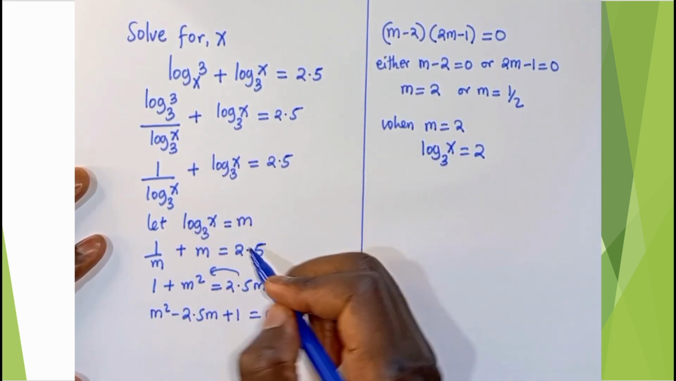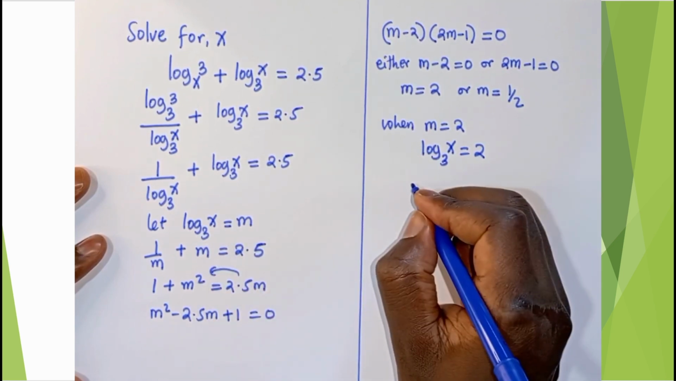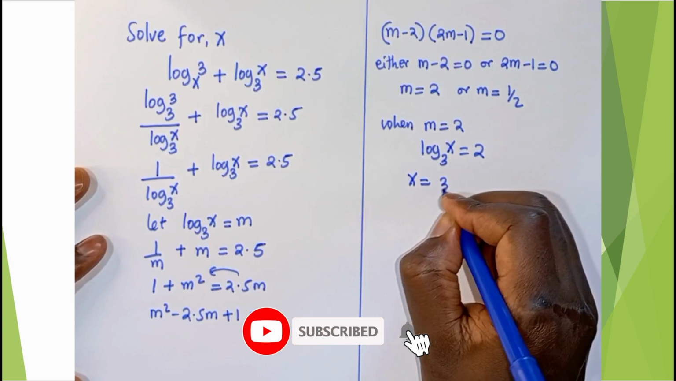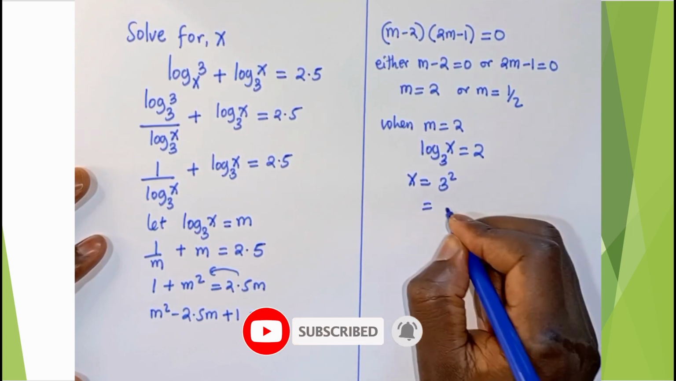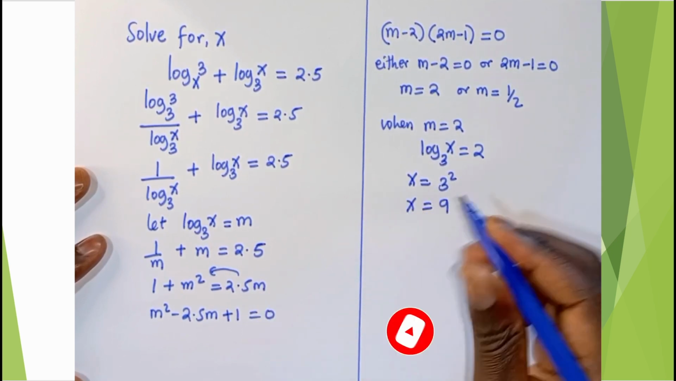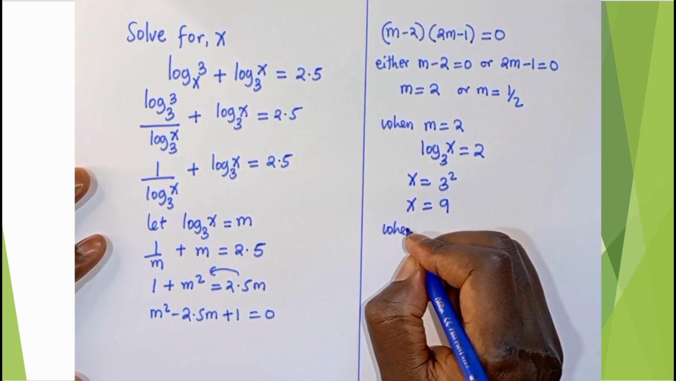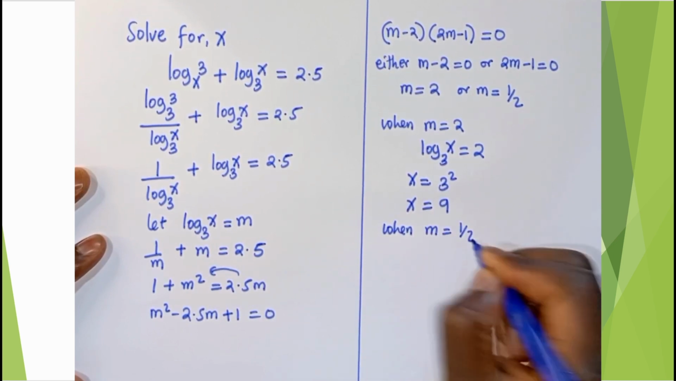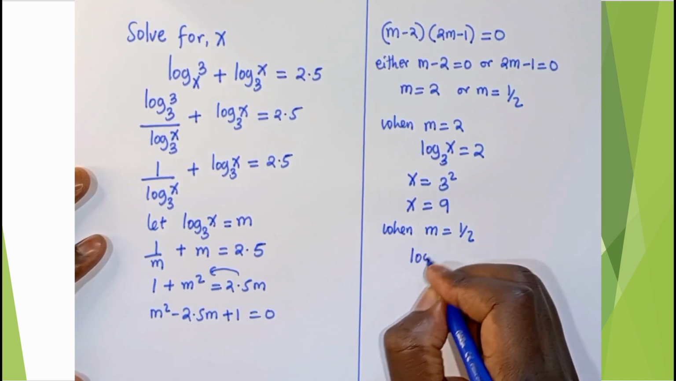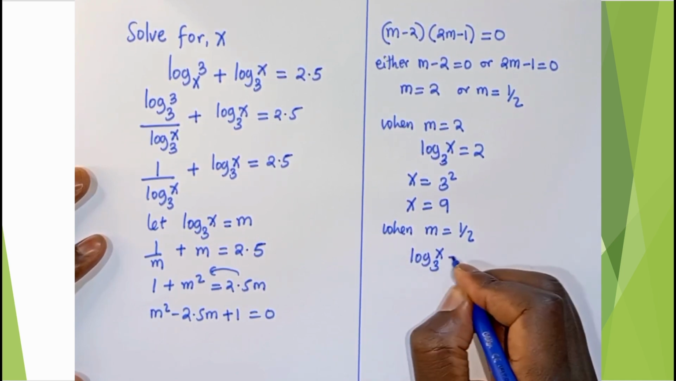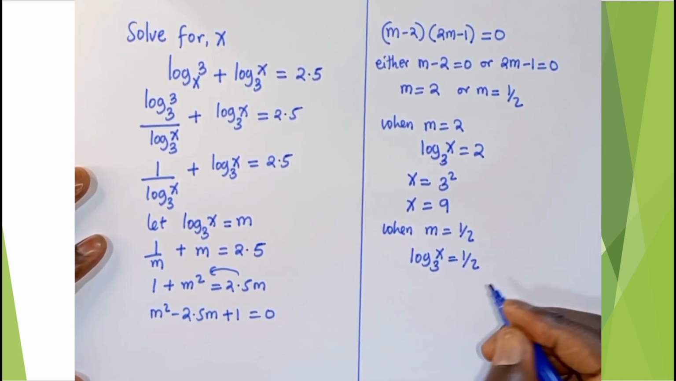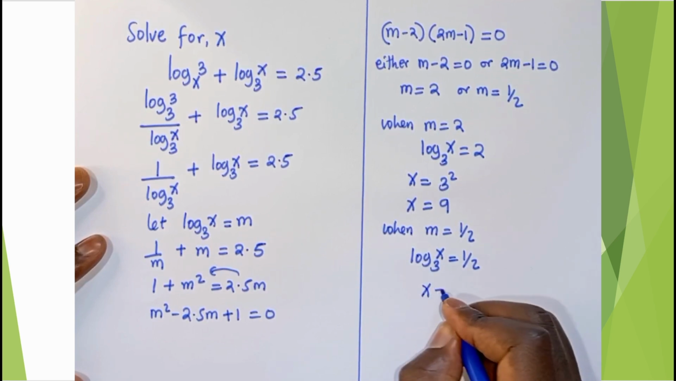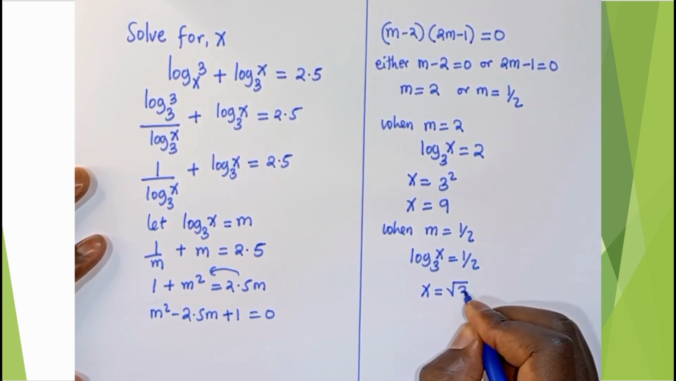So when m is equal to 2, we have log base 3 of x is equal to 2. Finally, our x becomes 3 power 2, and then x is 9. So when our m is equal to half, our log base 3 of x will equal half, and writing it in index form, our x ends up being root of 3.